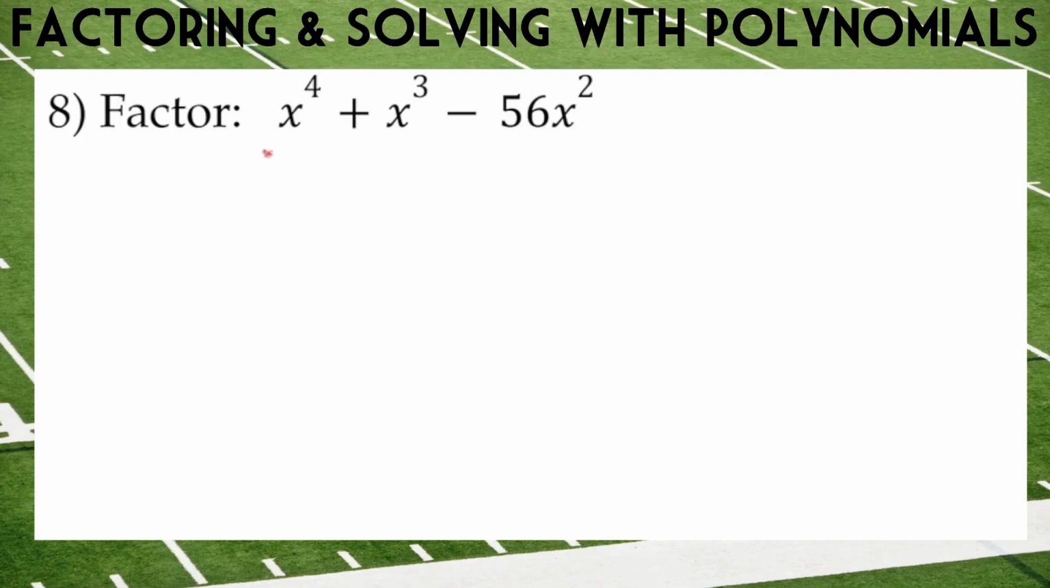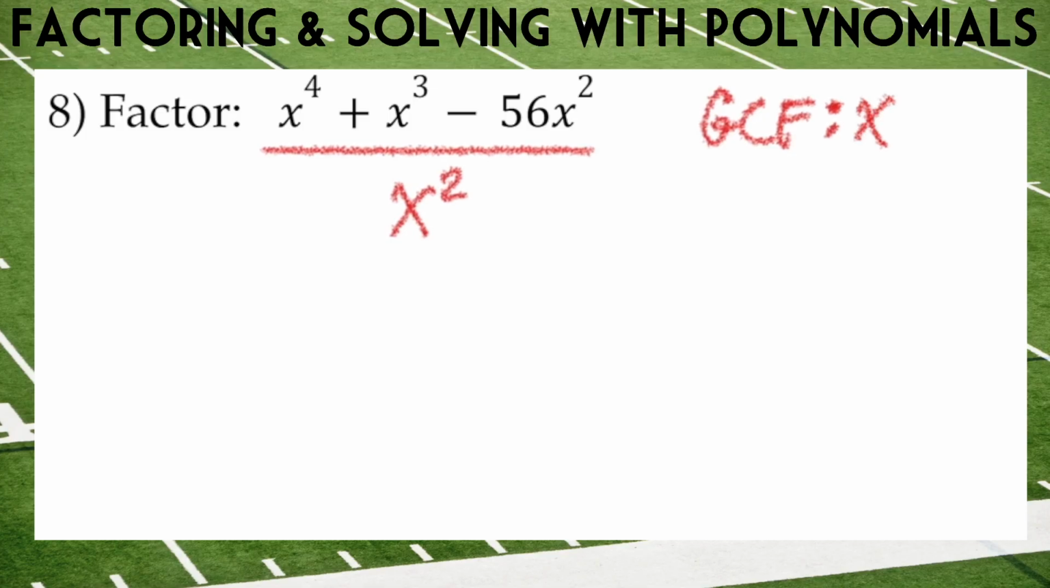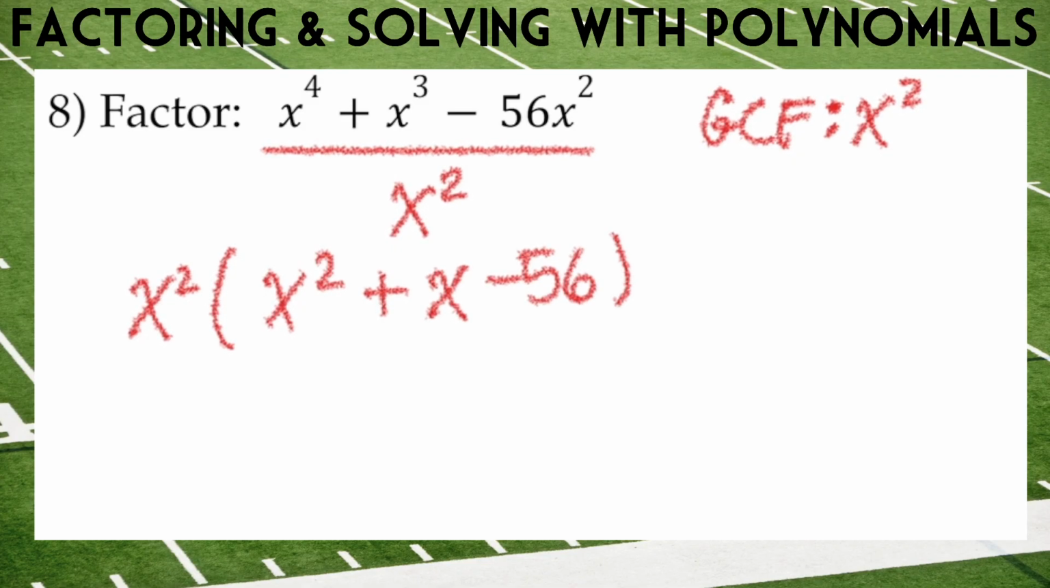Well, the first thing you should always do is look for a greatest common factor. And we do have a GCF, and that GCF is x squared. Everything in this expression could spare an x squared. So if I factor out x squared, that leaves me with x squared plus x minus 56.